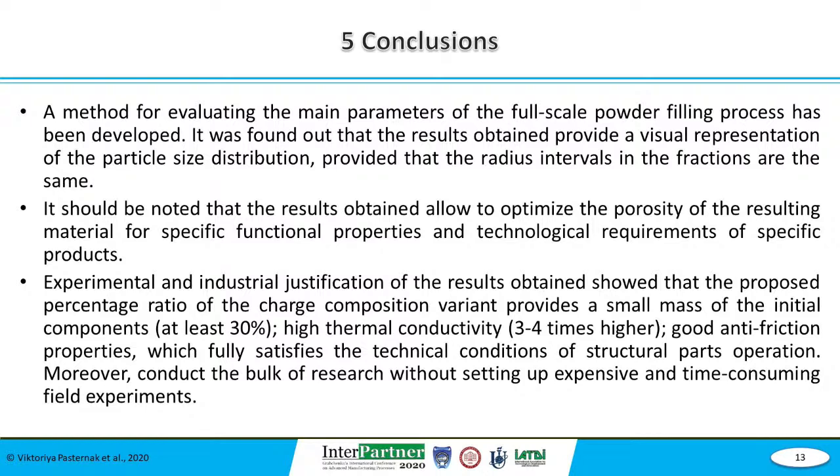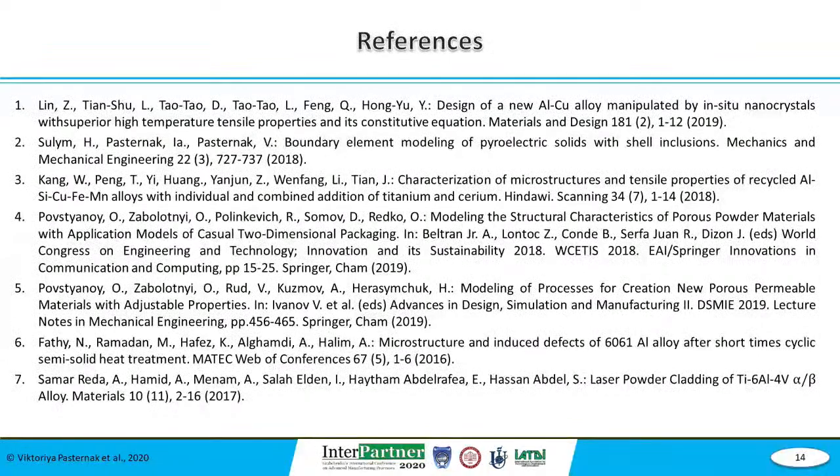Experimental and industrial justification of the result obtained showed that the proposed percent ratio of the charge composition provides a small mass of the initial components, high thermal conductivity, and good anti-friction properties, which fully satisfies the technical conditions of structural parts operation. Moreover, it allows conducting the bulk of research without setting up expensive and time-consuming field experiments. Please, next slide 14. This slide presents references.